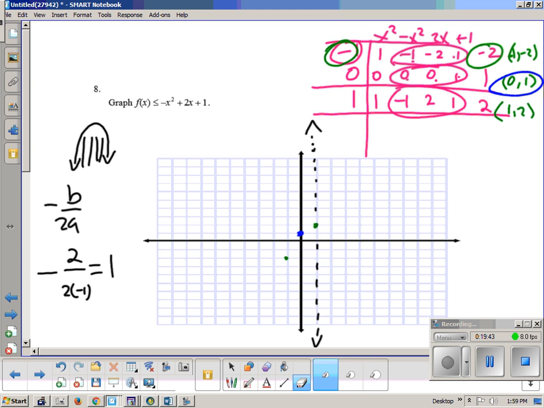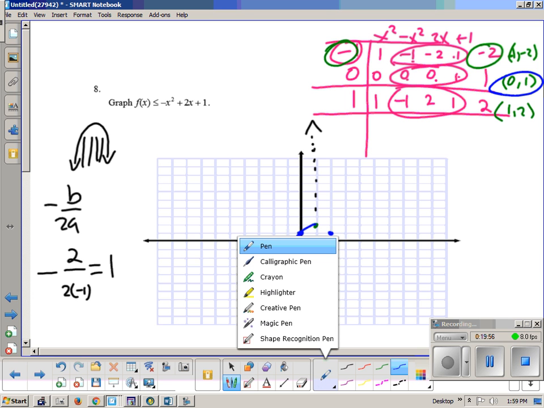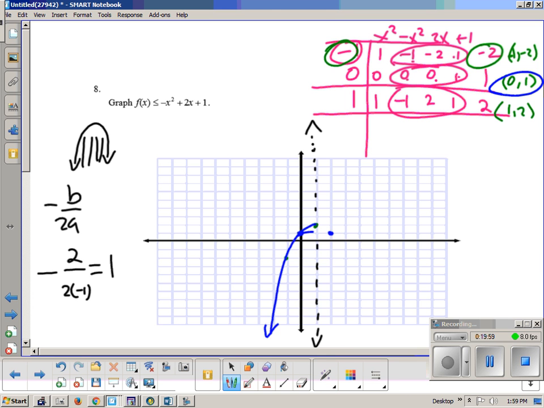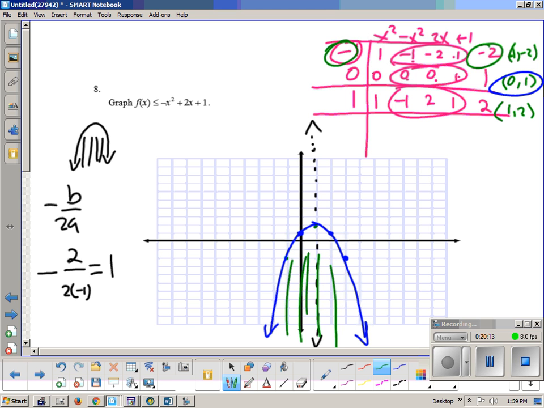Okay. So on my parabola, and I know it's a frown face, so I know I'm going to go like this, down. And then I'm just going to mirror these across. So I go over 1, I go 1 this way, so I go 1 that way. I go 1, 2 this way, so 1, 2, and I'm going to put a dot there. And then that gives me the other side of the parabola. And then I'm going to shade below. So we're going to shade inside here.